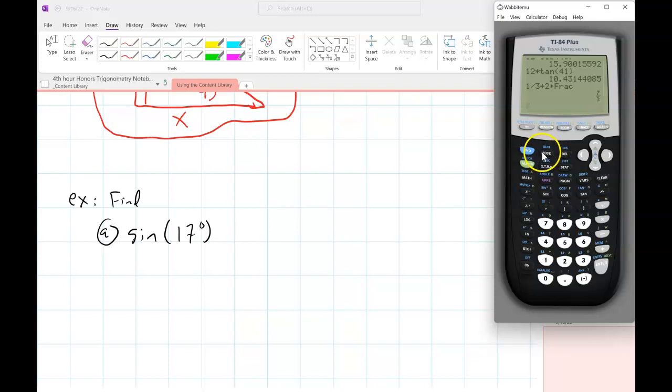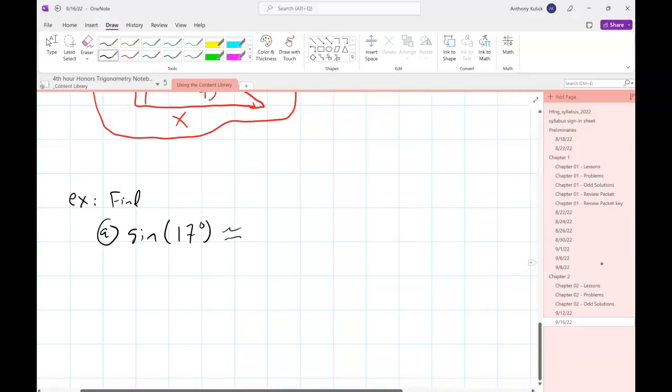So to do that, I'm going to press the mode button right next here to the blue second command. Make sure that the degree option is highlighted. If it's not, I just move my cursor down and press enter to highlight the degrees. Once I'm done with that, I press second and mode to exit back out. And then I can just type in sine 17 into my calculator as I would normally. And I get about 0.29. Everybody cool with that?